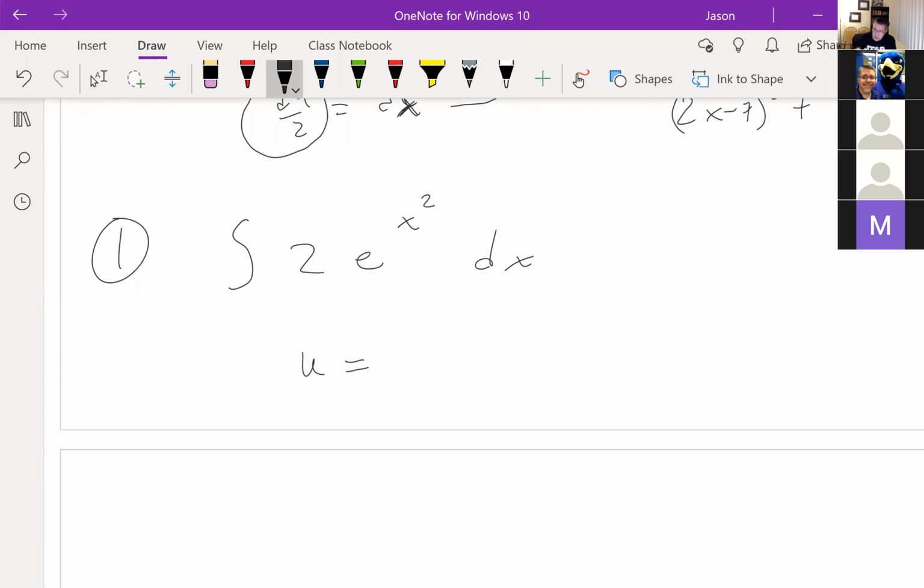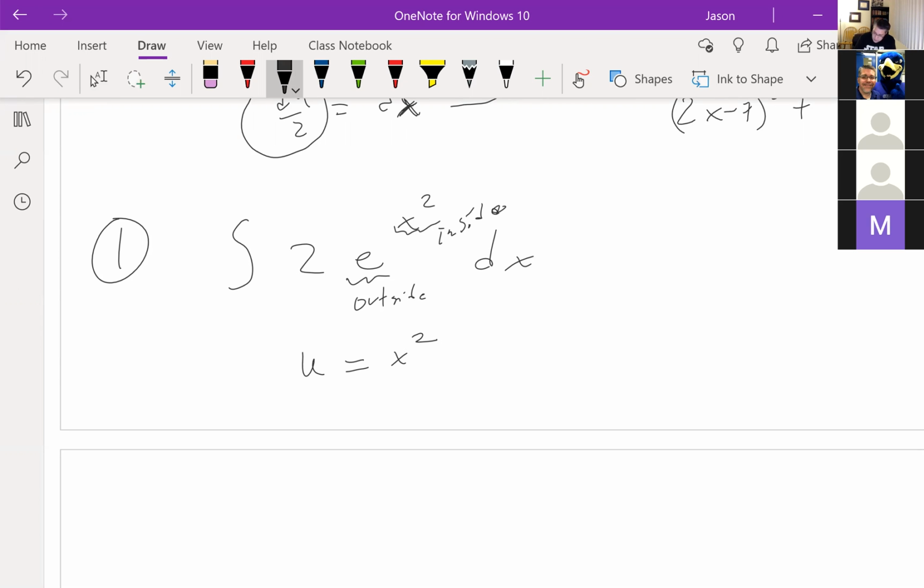If I were to have to take the derivative, what would be my inside function? Well, how about the x squared? Right? Okay. The outside function is the e. So this is the outside function. The inside function is the x squared.